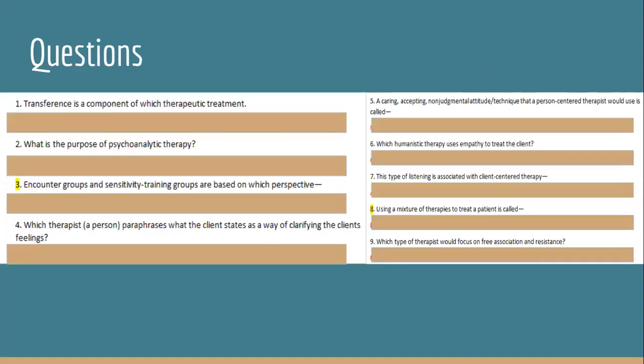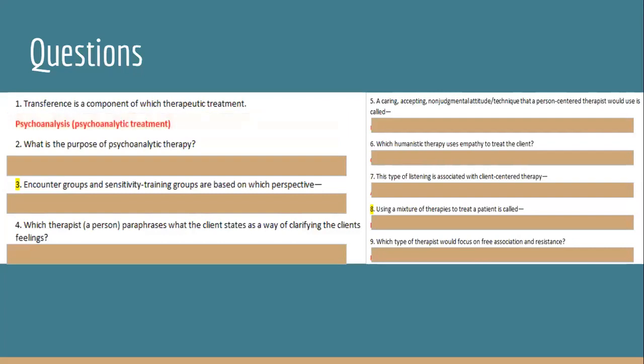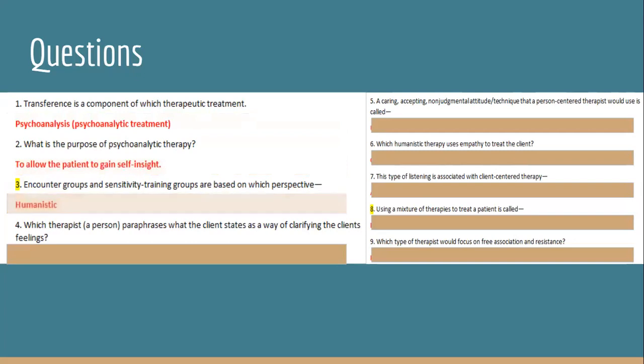All right, let's look at some questions. Transference is a component of which therapeutic approach? That is psychoanalysis, remember? What is the purpose of psychoanalytic therapy? To allow the patient to gain self-insight. Groups and sensitivity training groups are based on which perspective? Humanistic. Well, it didn't specifically say that, but that should be a little bit obvious if you know what the humanistic perspective is about. Which therapist paraphrases what the client states as a way of clarifying the client's feelings?